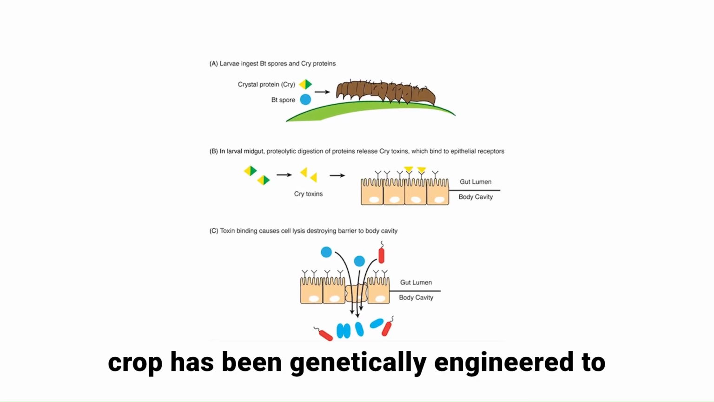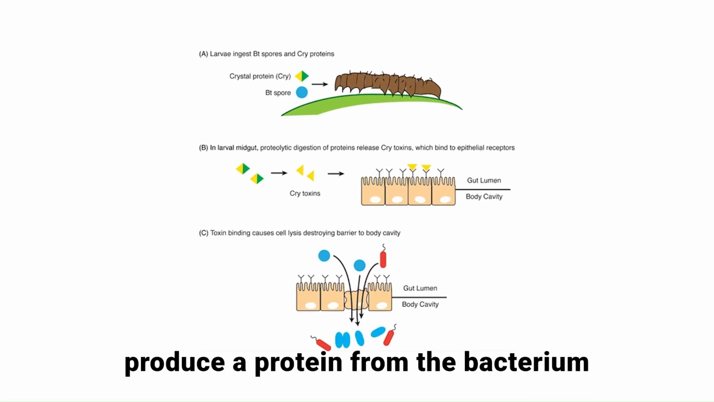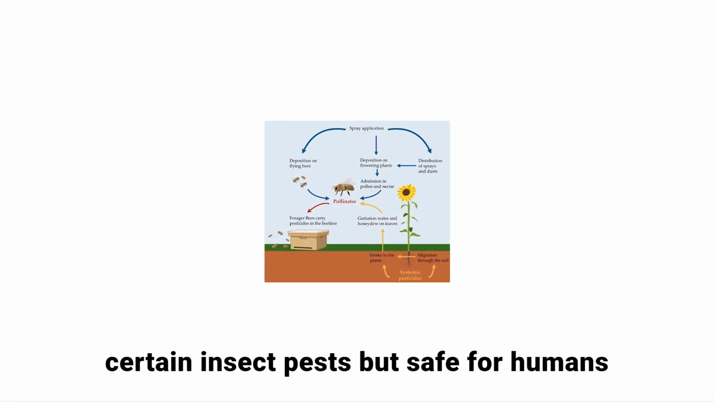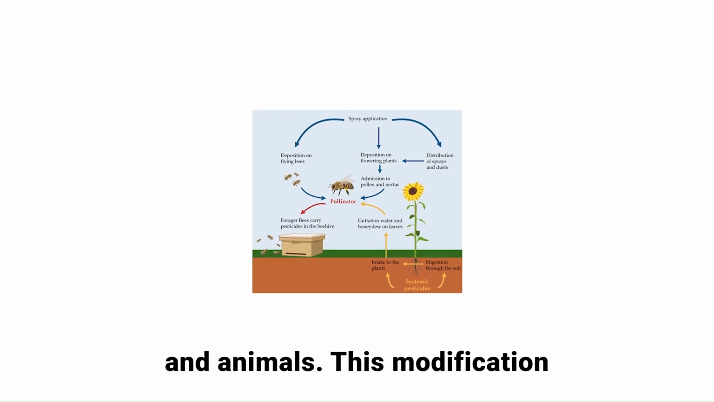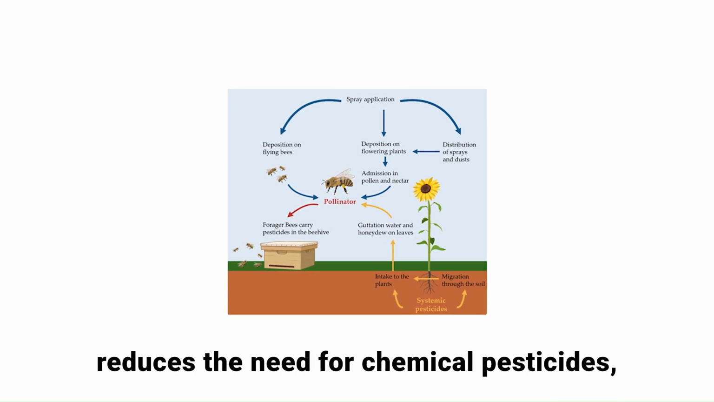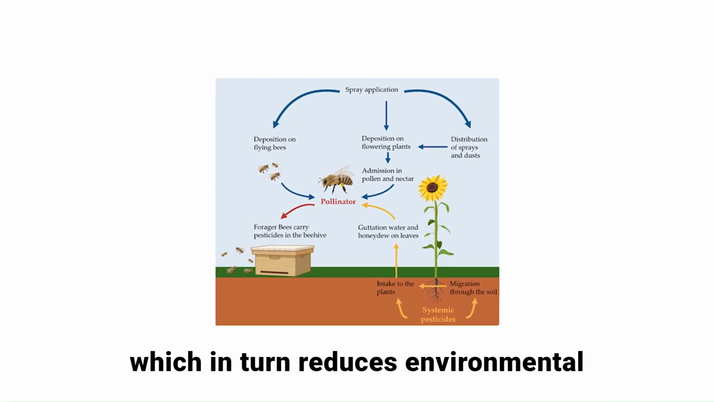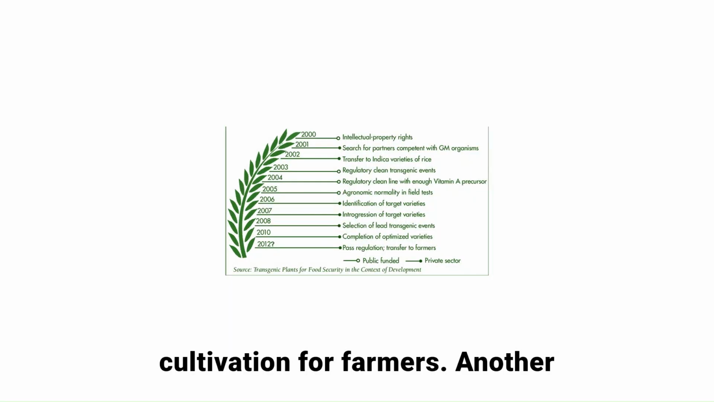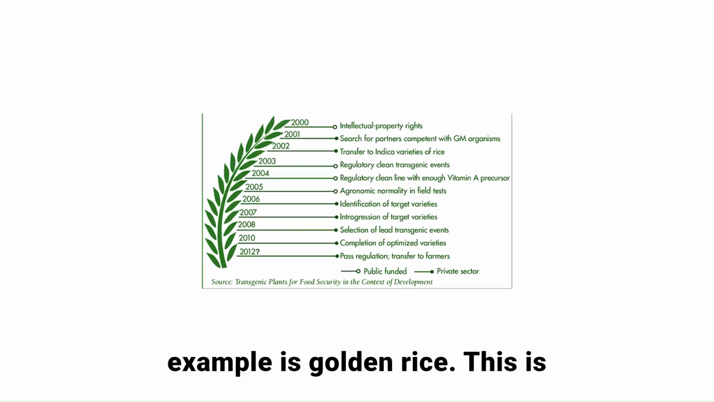This crop has been genetically engineered to produce a protein from the bacterium Bacillus thuringiensis, which is toxic to certain insect pests but safe for humans and animals. This modification reduces the need for chemical pesticides, which in turn reduces environmental pollution and lowers the cost of cultivation for farmers. Another example is golden rice.